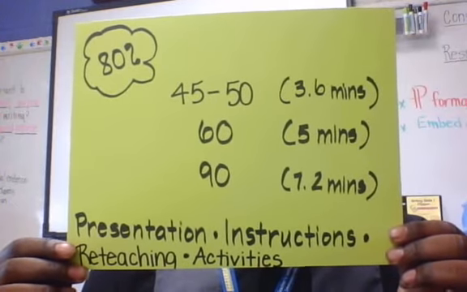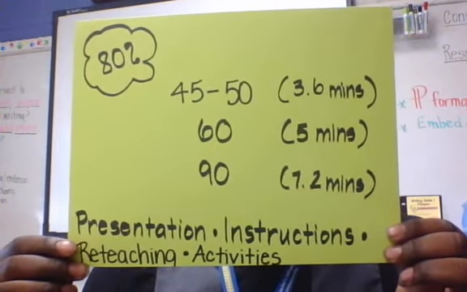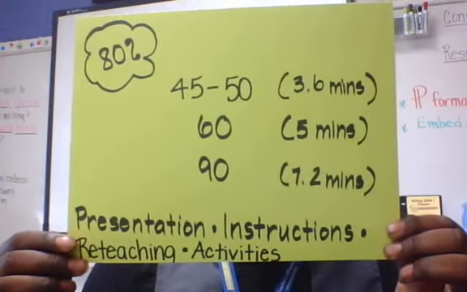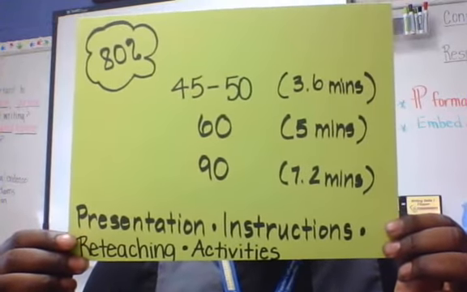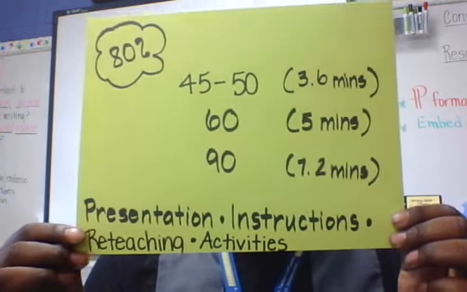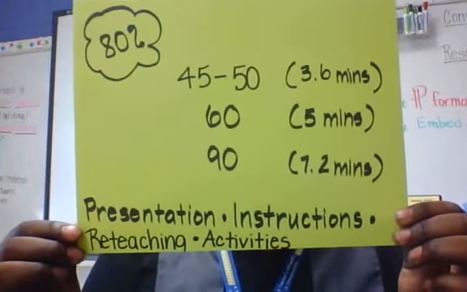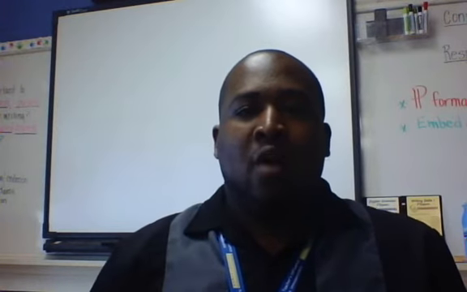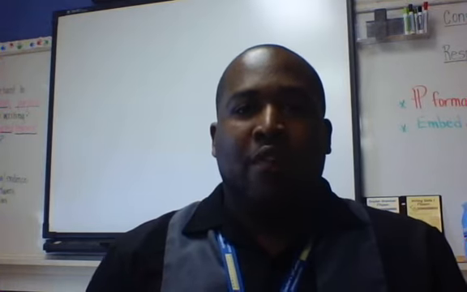In a 60-minute class period, that gives you 5 minutes. In a 90-minute class block, that gives you 7.2 to 8 minutes to do your presentation, your instruction, to also do your reteaching, or to give instructions on any activity. So how does that work? How can I, in a 90-minute block, which we're going to next year, only talk for 8 minutes?